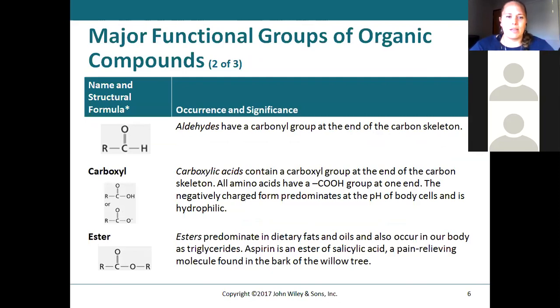Aldehydes have a carbonyl group at the end of the carbon skeleton. We see this in the case of the amino acid or the polypeptide chains. And then we also have carboxyl groups. You have carboxylic acids, at the end of the carbon skeleton, the COOH group. It's negatively charged, meaning that it's polar, again, more happy in those hydrophilic environments. Ester groups are found in dietary fats and oils, as you can see here, and also in a molecule from the willow tree that is pain relieving.